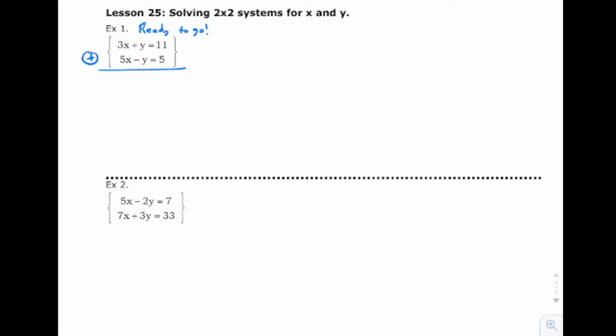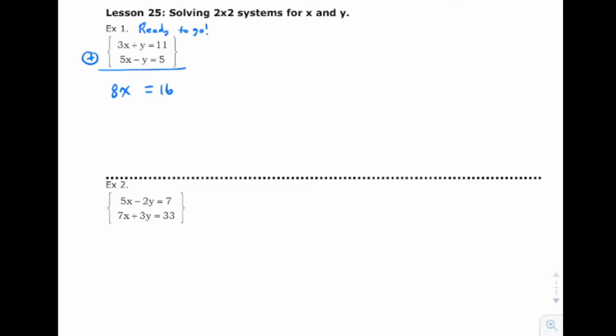Add the stuff on the left, and if it's not like terms, then don't combine like terms. Add the stuff on the right. So on the left here, I'm going to go by like terms. I got a couple of x terms here. Those add up. 3x and 5x makes an 8x. And then here's why it's going to work so nice, why I said it was ready to go. If you look at the two y terms, one's a plus y and one's a minus y. When you add those up, there's no more y. It's just gone. And then on the right side, you add the 11 and the 5 to get a 16.